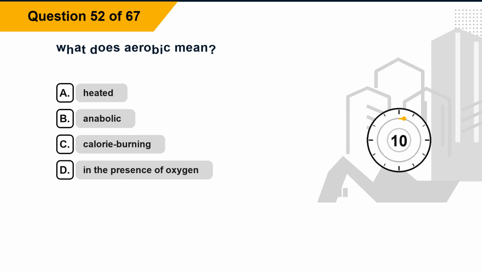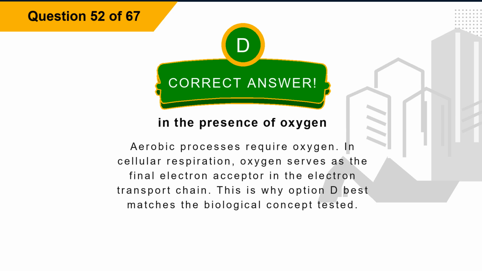Question 52. What does aerobic mean? Option A. Heated. Option B. Anabolic. Option C. Calorie burning. Option D. In the presence of oxygen. The correct answer is option D. In the presence of oxygen.